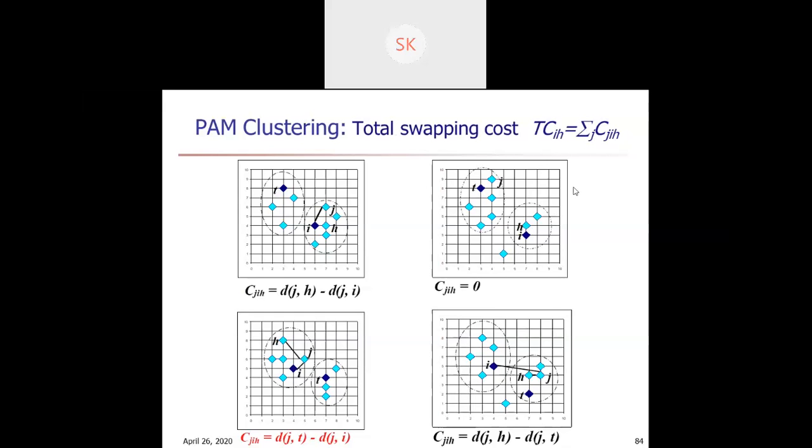The idea of swapping cost C_JIH: we have changed the element, with another example and distance computation. The basic idea is comparing the two distances and taking the difference. If it is less than 0, then we are swapping it. Otherwise, probably not.